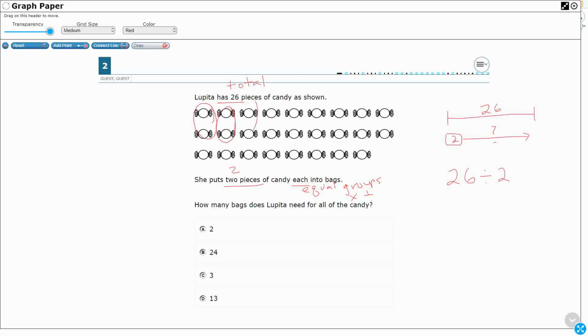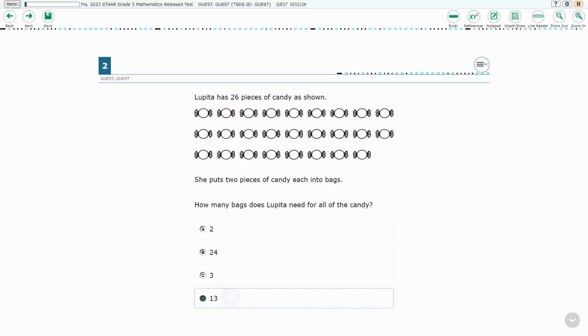1, 2, 3, 4, 5, 6, 7, 8, 9, 10, 11, 12, 13. So I'm thinking there's 13 bags. Let's double check. 13 times 2 makes 26. There we go. 13 is my answer. D. Let's see how we did across the state of Texas.